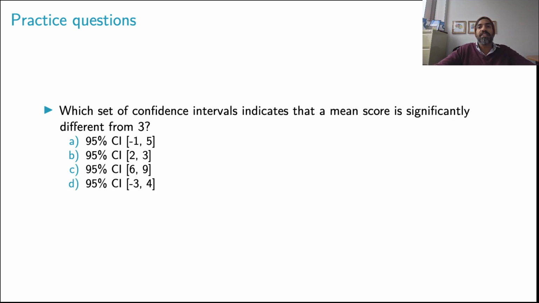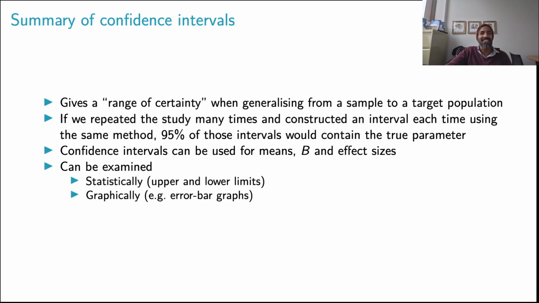Which set of confidence intervals indicates the mean score is significantly different from 3? So here, you're trying to identify that the confidence interval for this other measure does not include 3. So look here and see which ones don't include 3. Hopefully, you can quickly see that that is C. And so that's what we see here. Okay, I'll stop. So that's the 95% confidence interval there.